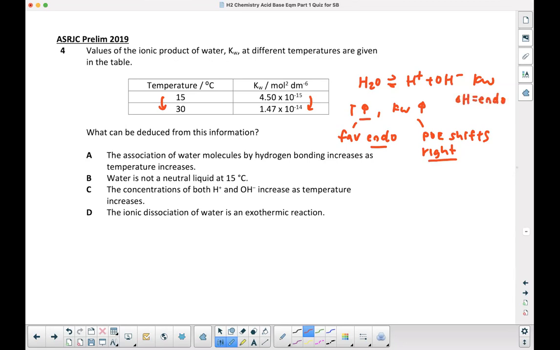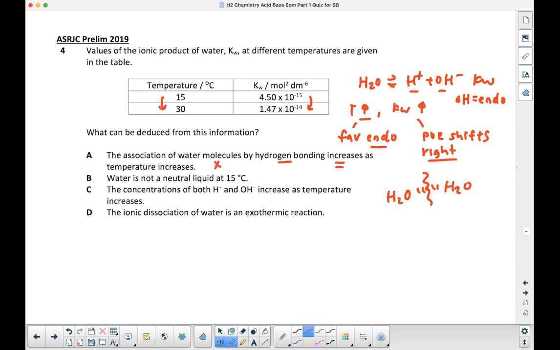All right. Okay, so let's take a look. The association of water molecules by hydrogen bonding increases as temperature increases. Actually, when temperature increases, it splits up into H plus and OH minus. Correct. So the hydrogen bonding increase doesn't mean anything over here. In fact, when temperature increases, the molecules move further away, so all these hydrogen bonds will be broken. But here they say the hydrogen bonding association increases, which is actually wrong.